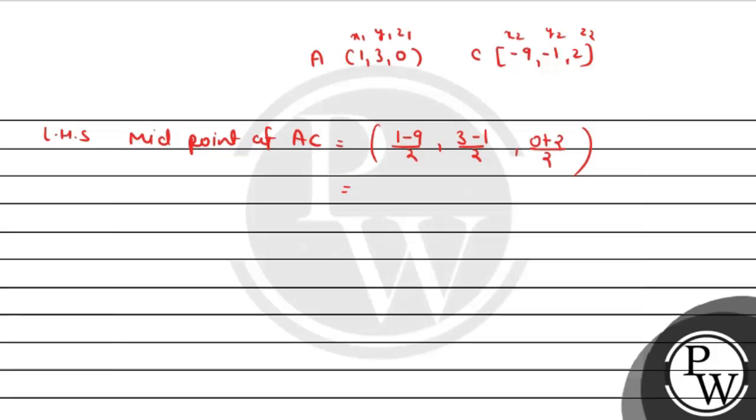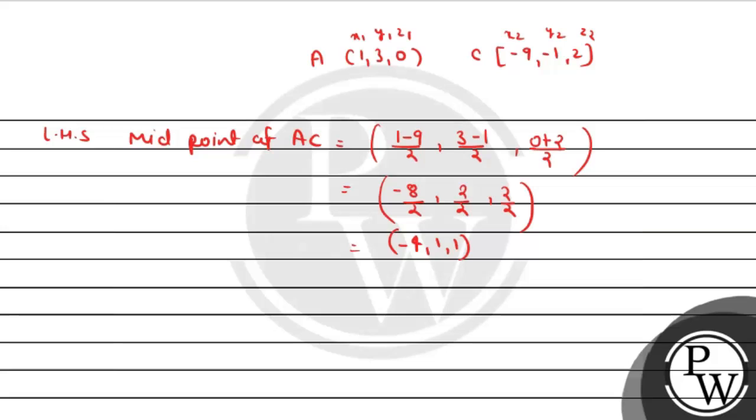So that will be (-8 upon 2, comma 2 upon 2, comma 2 upon 2). So that will be (-4, 1, 1). So that will be our midpoint of AC.